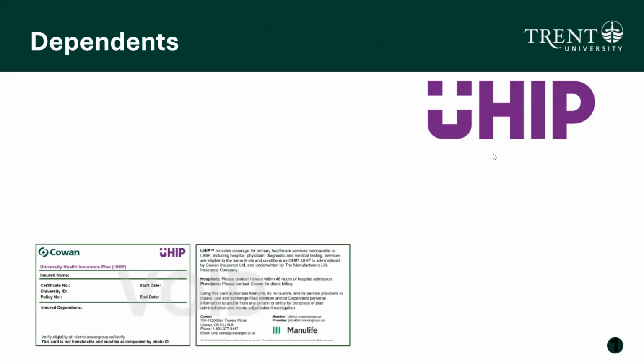This video will explain how to add a dependent to your UHIP plan. So what is a dependent? A dependent is a spouse or child/children that are here with you in Ontario while you are studying. It is mandatory to let the UHIP administrator know when your dependents have arrived in Ontario so that they can be added to your UHIP plan.